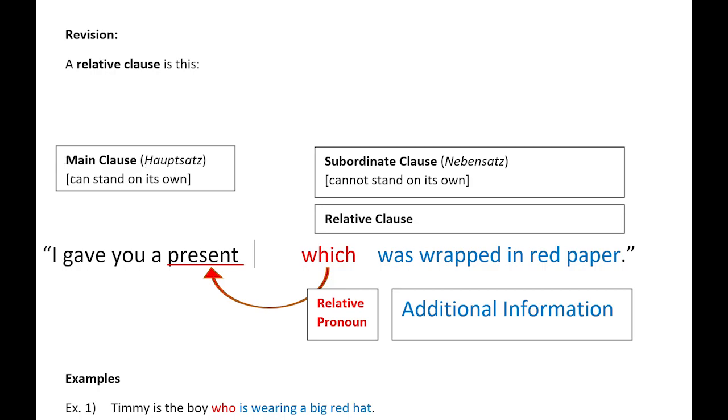This is the main clause because it can stand on its own, which means that you can just have this part of the sentence and don't need anything else. And it would be a complete sentence. When we look at the second part of the sentence, we have a subordinate clause, or in German, Nebensatz. This cannot stand on its own. When we just have which was wrapped in red paper, this would be grammatically incorrect. This could not stand on its own. It would be incomplete.